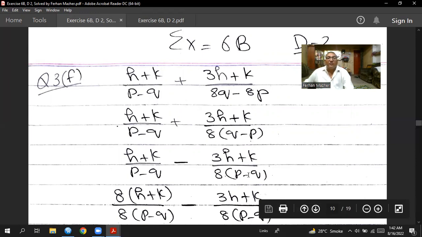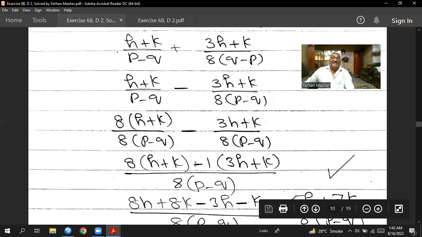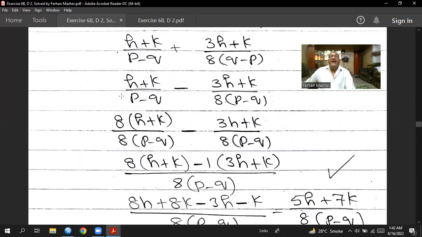Now this p minus q is the same in the denominator. To make the denominators exactly same, you have to multiply in this first fraction, upstairs and downstairs, with 8. So here you have 8 bracket h plus k bracket close. Downstairs you have 8 bracket p minus q bracket close, minus (3h plus k) by 8 bracket p minus q. Now these denominators are same, so I can write a single fraction.